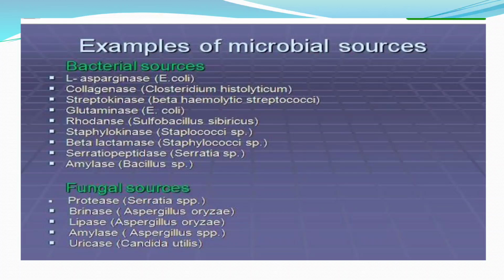Maybe an MCQ asks: staphylokinase is extracted from staphylococci; beta lactamase is also from staphylococci; serrapeptidase is extracted from Serratia. Afterwards, the fungal sources: proteases, from Serratia; brinase, from Aspergillus oryzae; lipases, from Aspergillus oryzae; amylase, from Aspergillus; and uricase, from Candida utilis.